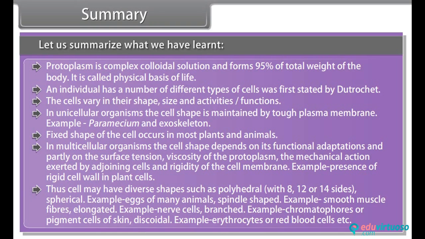Thus, cells may have diverse shapes such as polyhedral with 8, 12 or 14 sides; spherical, for example, eggs of many animals; spindle-shaped, for example, smooth muscle fibers; elongated, for example, nerve cells; branched, for example, chromatophores or pigment cells of skin; discoidal, for example, erythrocytes or red blood cells, etc.